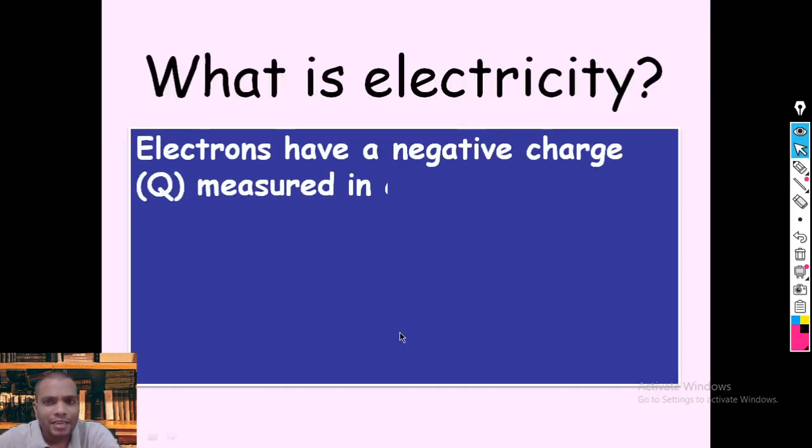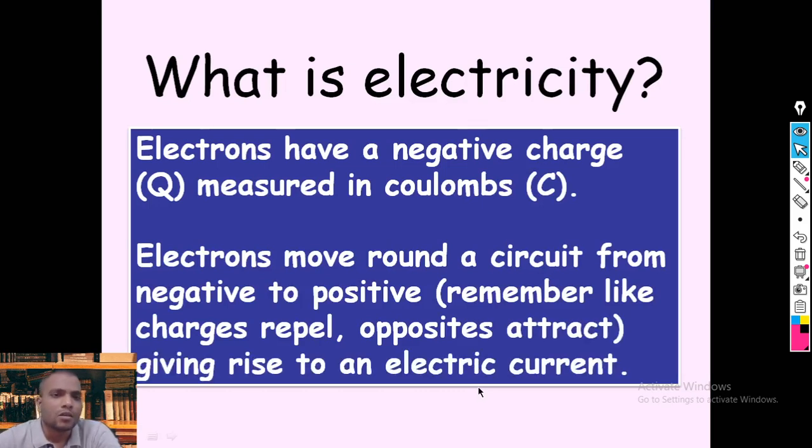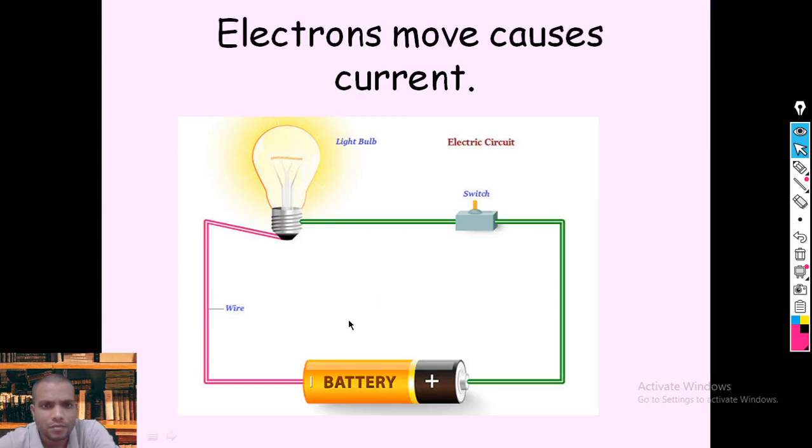Now if you define electricity, electrons have a negative charge, which is represented with capital Q, and it is measured in coulombs. Electrons move around a circuit from negative to positive. That gives rise to an electric current. Let's see the diagram here: how electrons move causes current.